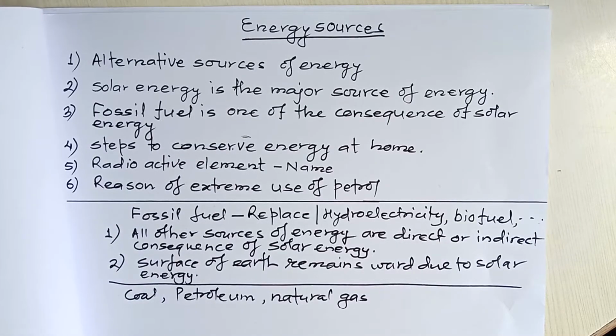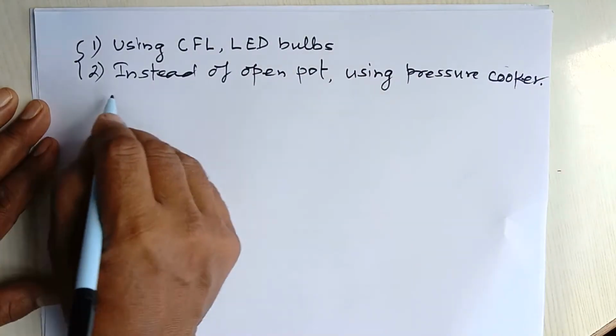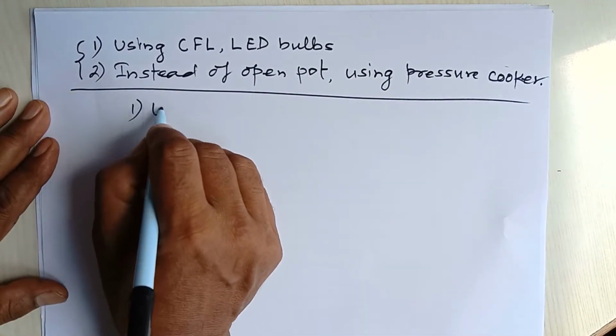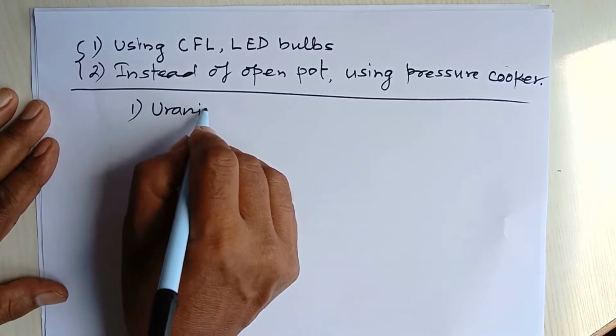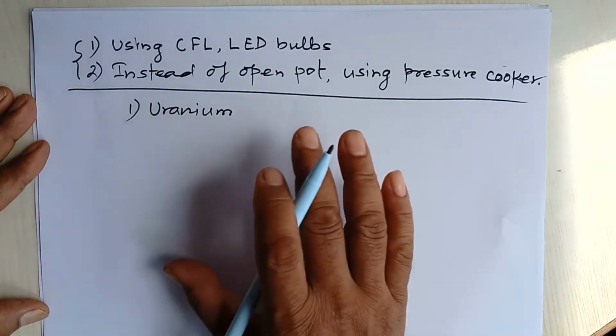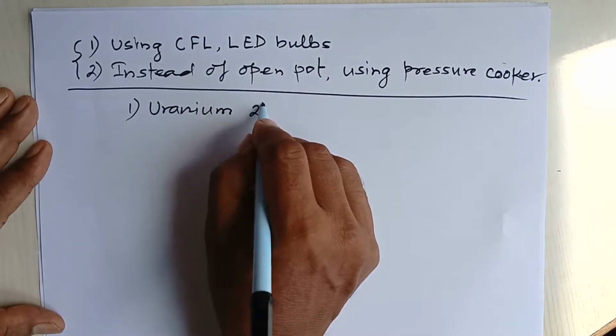Now let's talk about radioactive elements. In the examination, you may be asked to write the names of any two radioactive elements. You can say number one, we know uranium. Uranium is used as a source of nuclear energy. Number two, plutonium.